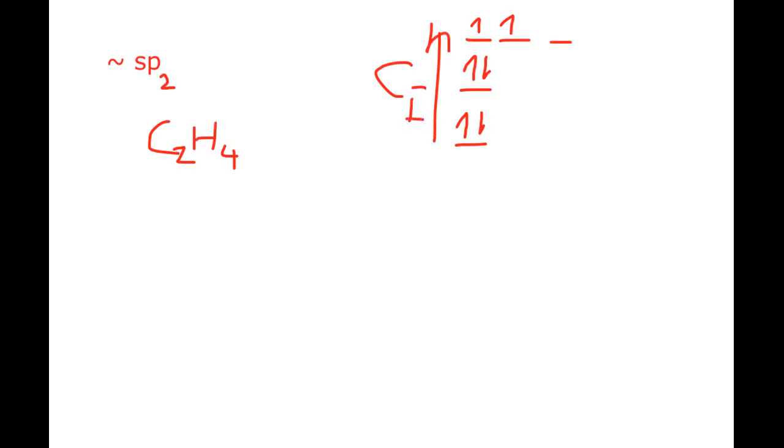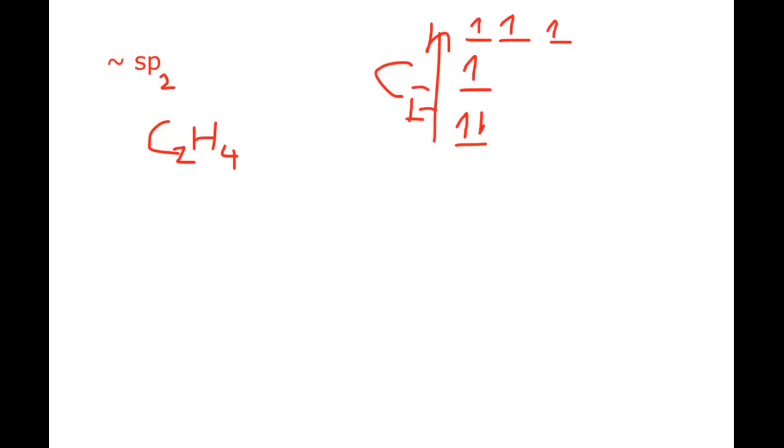Next is the sp2 hybridization. In sp2 hybridization, I'll take the example of C2H4. So again, we have carbon. Its configuration is somewhat like this in the vertical manner. This is for the ground state. In the excited state, this electron moves over here. So this is the excited state.